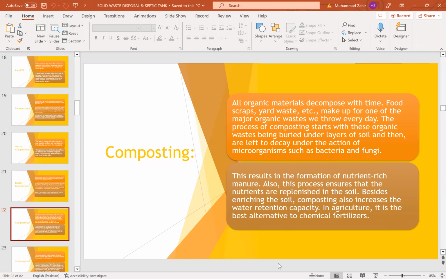Composting: all organic materials decompose with time. Food scraps, yard waste, etc. make up one of the major organic wastes we throw every day. The process of composting starts with these organic wastes being buried under layers of soil and then left to decay under the action of microorganisms such as bacteria and fungi. This results in the formation of nutrient-rich manure. Also, this process ensures that the nutrients are replenished in the soil. Besides enriching the soil, composting also increases the water retention capacity. In agriculture, it is the best alternative to chemical fertilizers.